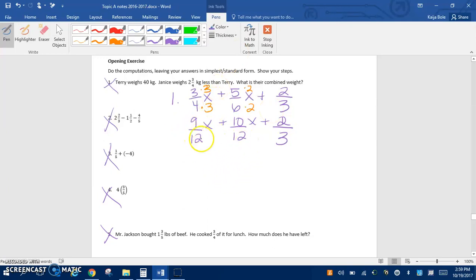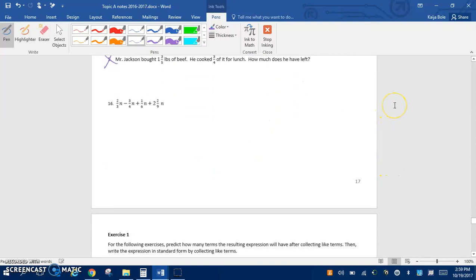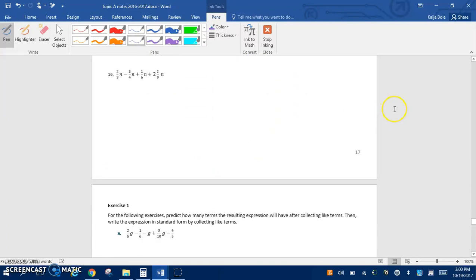So now, it's just like adding fractions. 9/12 plus 10/12 would be 19/12 x plus 2/3, right? And that's our simplified expression. So that's pretty much all we're doing today. So we're going to do a few more examples, right? Let's look down here at example 16.